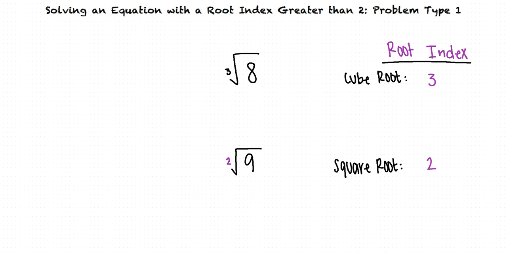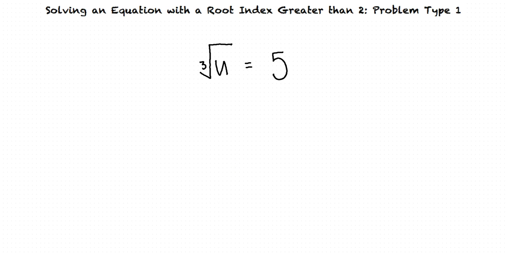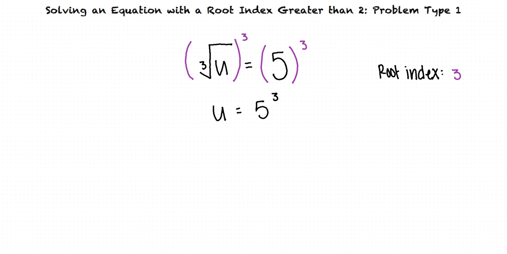So, what kinds of equations will we be solving? Let's say we're given cube root of u equals 5, and we're told to solve for u. Since the root index is 3, we can isolate u by cubing both sides of the equation. This is because the inverse operation of taking the cube root of a variable is to raise that variable to the third power. 5 cubed is 125, so our final answer is u equals 125.